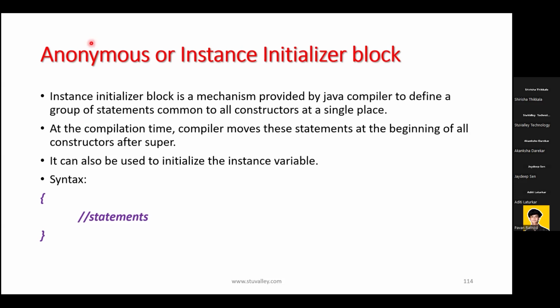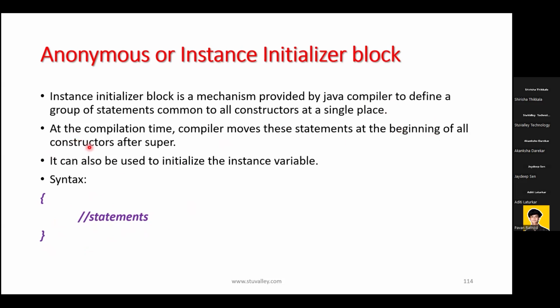Okay, the next topic is the anonymous block, or we say it as an instance initializer block. We can initialize the members of the class or object in a constructor as well. But there is one block that is known as the instance initializer block. Here the mechanism is the same. If you want to provide the instance initializer block, you can do that anywhere in the class. You just have to mention the opening and closing brackets, and whatever statements you want, you can write here. Those statements by default get copied in the beginning of a constructor.